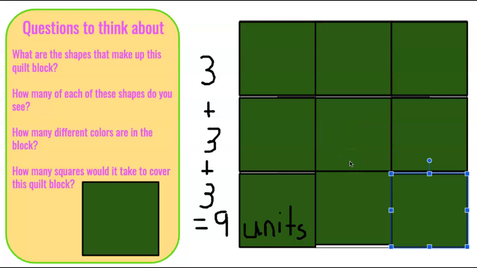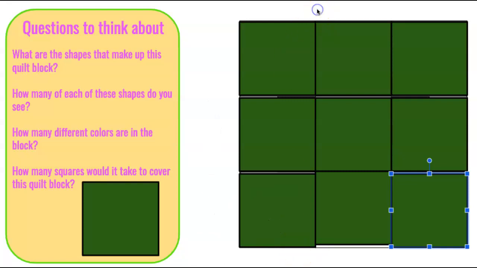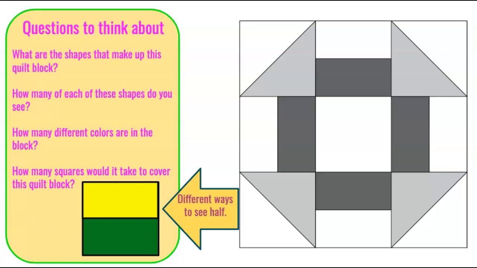But something else I'm going to think about is my other shapes in my quilting block. So I'm going to think about how I can make my other shapes into half. So I'm just going to erase that and I'm going to go on to our next idea. So now I'm thinking about my block. So I know that I need 9 squares to cover my whole quilting block.